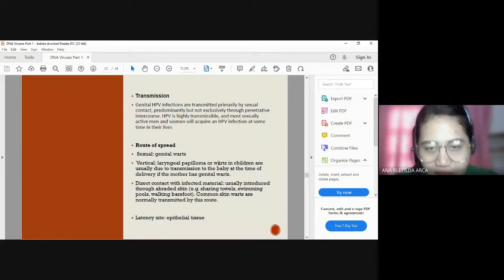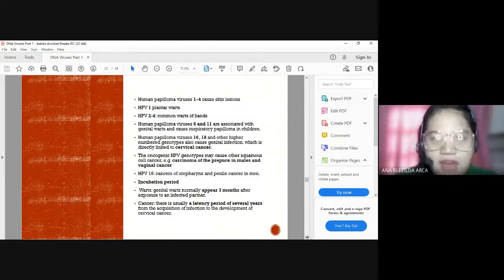Kapag naman laryngeal papilloma or warts in children, this is usually through vertical transmission. Ibig sabihin noong pinanganak si baby, lumabas siya through natural birth. So lumabas siya mismo sa vagina ng mother na merong warts, 'di ba? So kapag yung mother meron siyang genital warts during the time na nanganak siya through normal delivery, makukuha rin yun ng bata. Kaya mapupunta yung warts niya sa larynx ng baby. Kaya nagkakaroon siya ng laryngeal papilloma. Okay? So that's how you're going to get it.